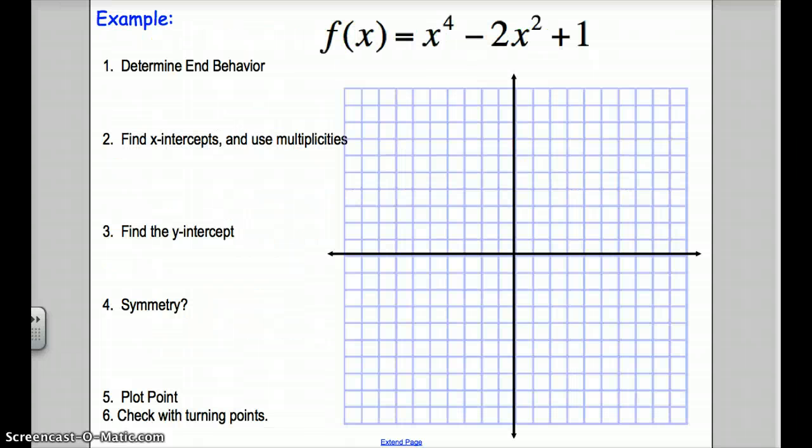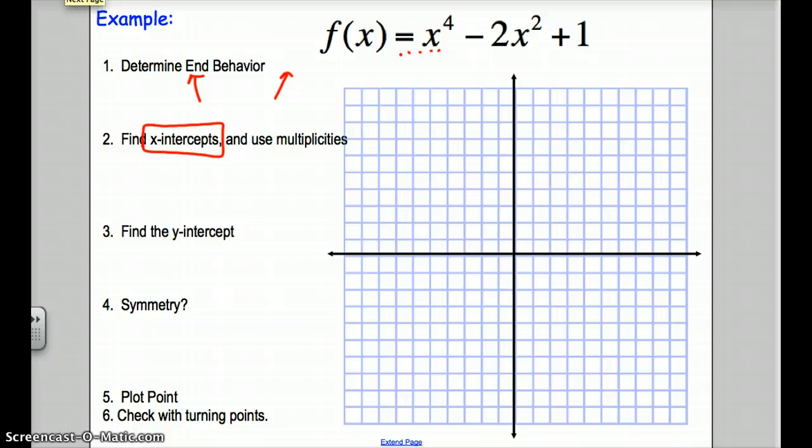So let's take a look at graphing this one. Determining the end behavior. Since it's x to the fourth and it's positive, it looks like it will start and end going up in the positive direction. So I know that in between there something might go on, some wiggly lines in between there, but for sure it will end going up. Now we want to find the x-intercepts. So we're going to take a moment and factor this.